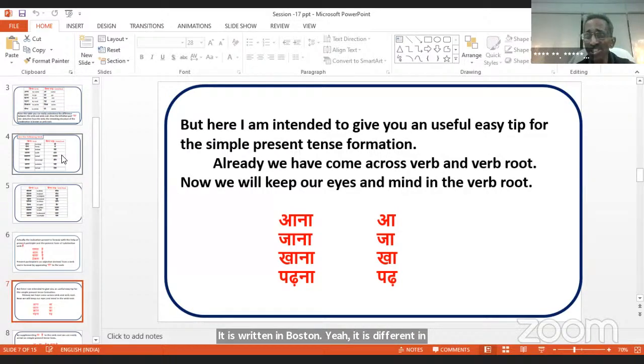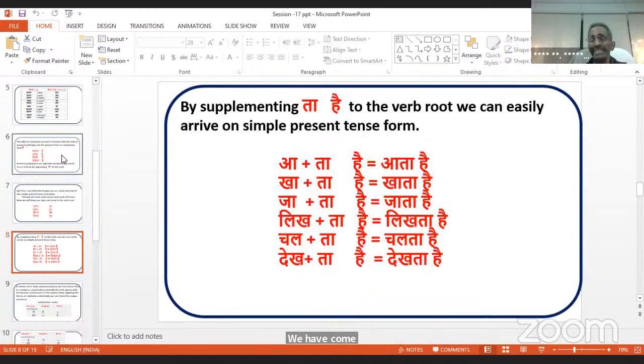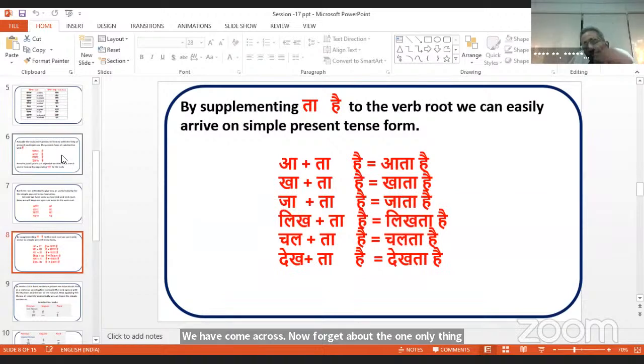So on the functional side, I will give you another easy tip, because with that tip you can easily frame sentences. Here I intend to give you a useful tip for simple present tense formation. Already we have come across the verb root. Now verb and verb root, both we have come across. Now forget about the verb. Only think about the verb root.